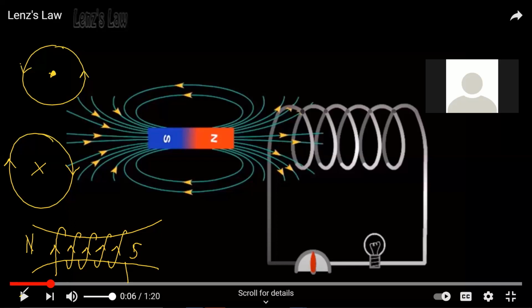Now, when you say this is for the right-hand grip rule, yes. The north is right. If it's facing the other side, if the current is flowing, then it will be like this. Let me draw for you and you see.